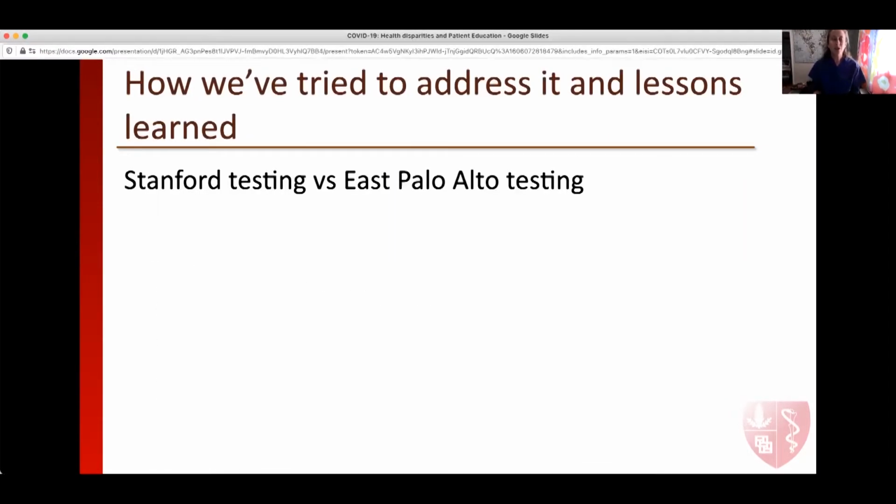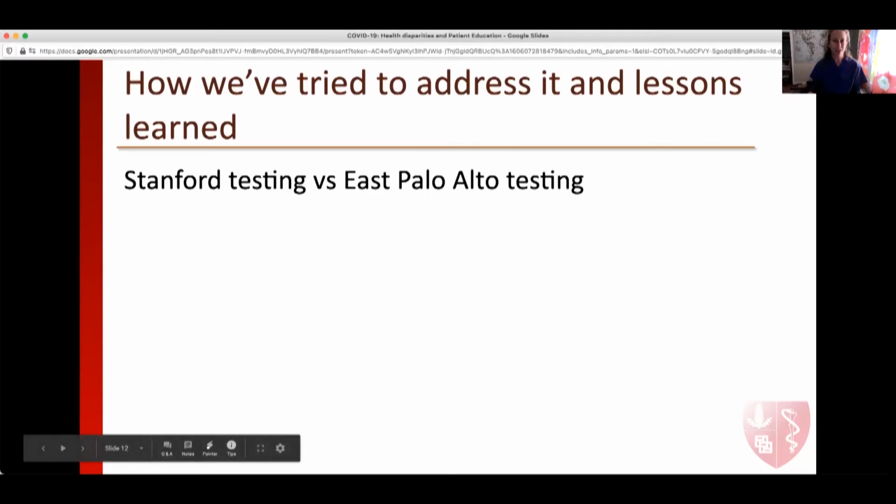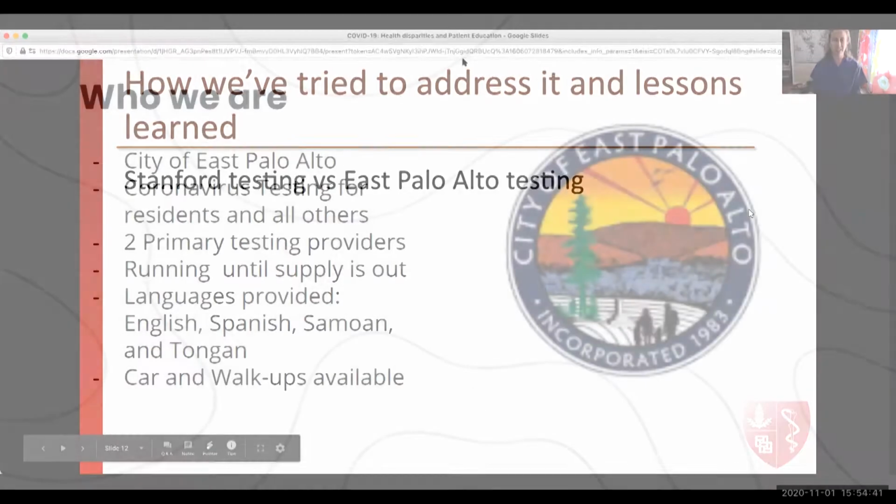So we're going to talk now. Alejandro is going to tell you about the testing programs he works with in East Palo Alto. I'm going to contrast that a little bit to the Stanford testing program. And we're going to move on to how we can address health inequities and patient education. Thank you very much. Alejandro, it's your turn.